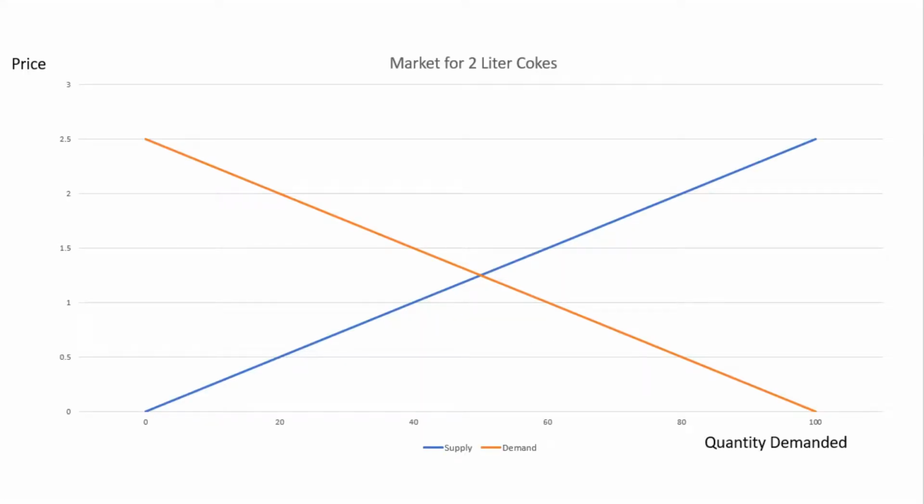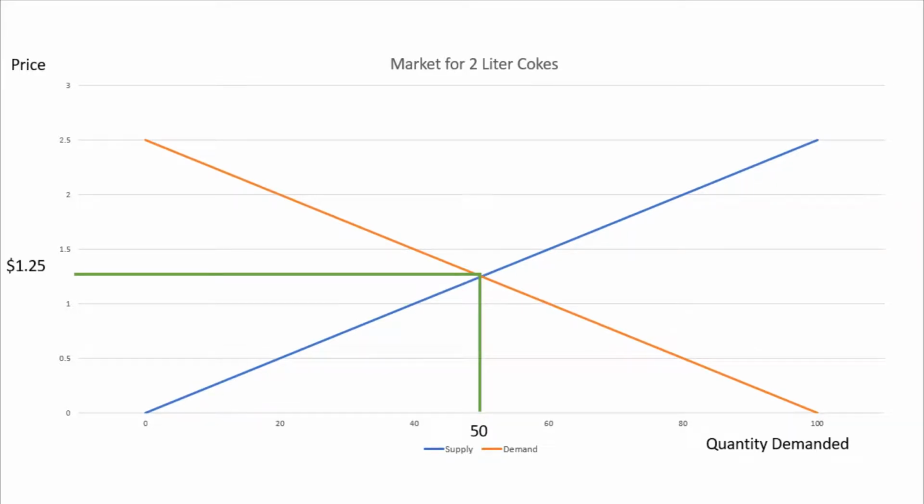Our group decided to examine the market for 2-liter Cokes. We see that if the price is $0 per bottle, then 100 Cokes will be sold. Alternately, if the price is $2.50 each, 0 Cokes are sold. In this example, the supply and demand curves meet at $1.25 per Coke, with 50 Cokes being sold. This is the market equilibrium.